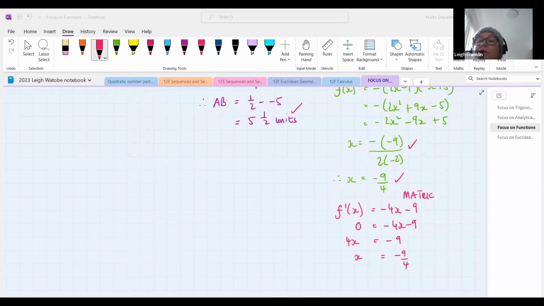5.1 is incorrect. It is supposed to be 11 over 5. Let's see, Bokhang.